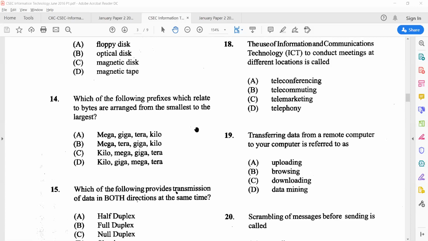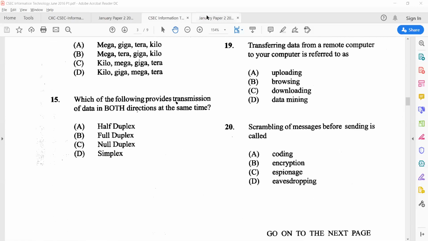One thing to pay attention to is the order they are asking. In this question, they are asking from smallest to largest, but the question could also be asked the other way, largest to smallest. So ensure when reading the question, you read it clearly. Okay, 15.